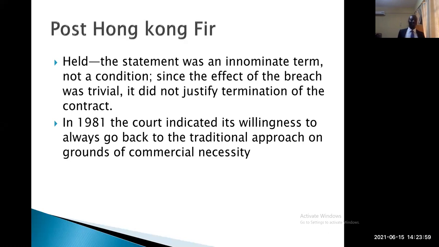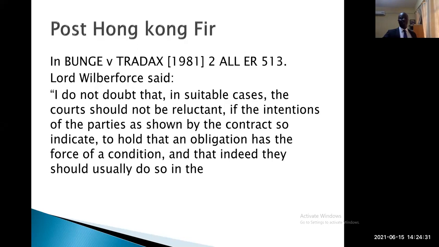So the courts wanted to go back to the pre-Hong Kong Fir position, and some judges were of the view that Lord Justice Diplock had unnecessarily introduced complexity into the law, following his idea of the innominate term in Hong Kong Fir. And so some thought that, on grounds of commercial necessity, let's go back to the old approach. So the term is either a condition or a warranty, and there is nothing like seeing the breach before we can classify its status and so on.